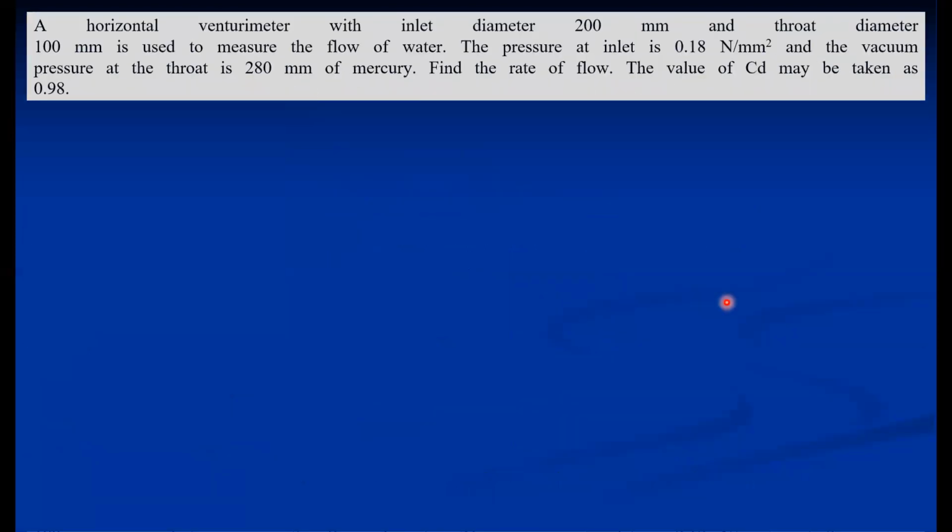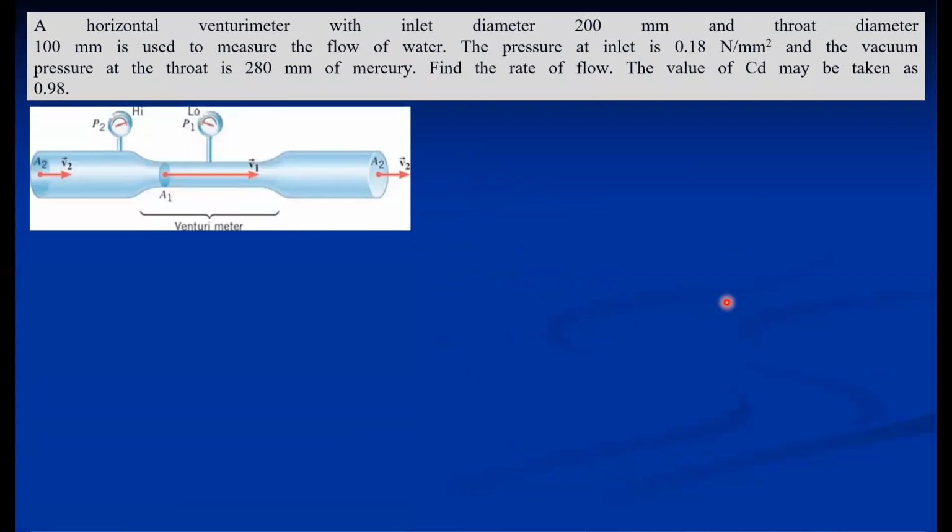Now we'll see some numericals related to the venturimeter. Here, a horizontal venturimeter with inlet diameter 200 mm and throat diameter 100 mm is used to measure the flow of water.